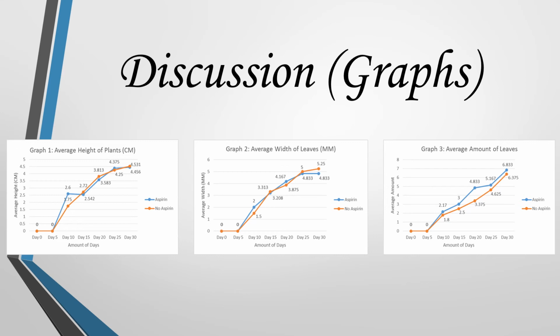Graph 1 shows the average height of the plants, with the experimental group growing on average shorter than the control group. The next graph shows the average width of leaves, with the experimental group again growing on average shorter than the control group. The final graph shows the average amount of leaves, with the experimental group having a higher average of leaves than the control group.